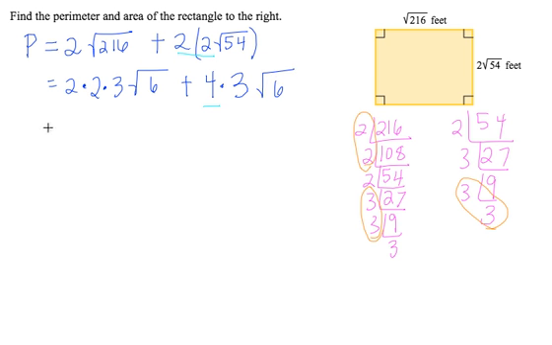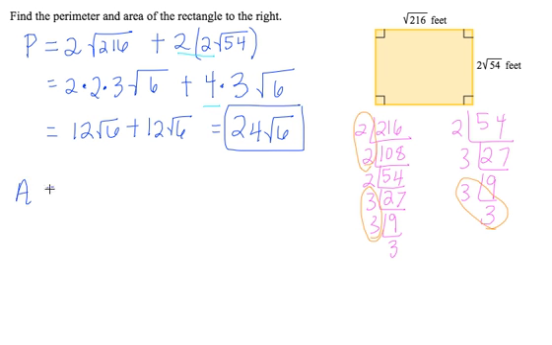so that becomes a root 6. So simplifying, we have 2 times 2 is 4, times 3 is 12 root 6, plus 12 root 6. So since they both have root 6, we can add the coefficients, 12 and 12, and we get 24 root 6 for the perimeter.